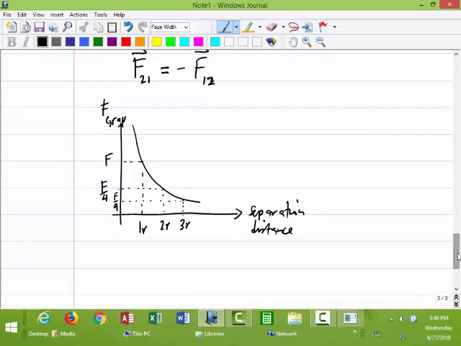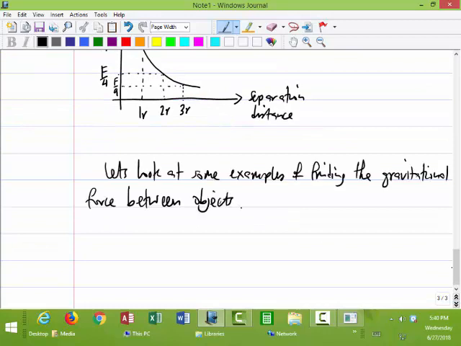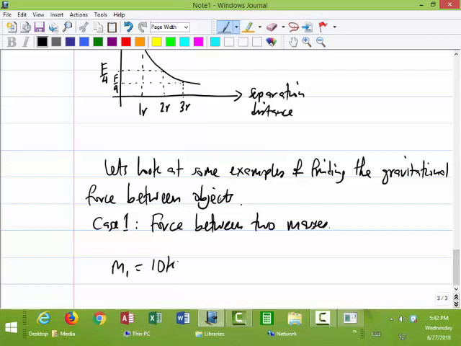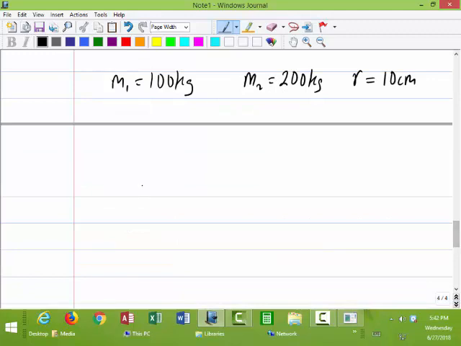Let's look at examples of finding the gravitational force between objects. We shall start off with 2 objects first, and then look at the gravitational force between 3 objects. So let's call it case 1, force between 2 masses. Let mass m1 equal 100 kilograms and mass m2 equal 200 kilograms, and let's take the distance between them to be 10 centimeters. We can draw a quick diagram for these 2 objects, m1 and m2.